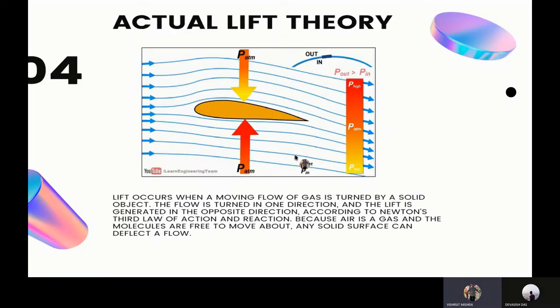Now here is the actual lift theory. These are our air particles and this is our aerofoil surface. Air particles stick around our aerofoil. The aerofoil is basically just turning the flow of air. Lift occurs when the moving flow of gas or fluid is turned by a solid object. The flow is turned in one direction and the lift is generated in exactly the opposite direction, according to Newton's third law. So up to now, you have seen how lift is generated.